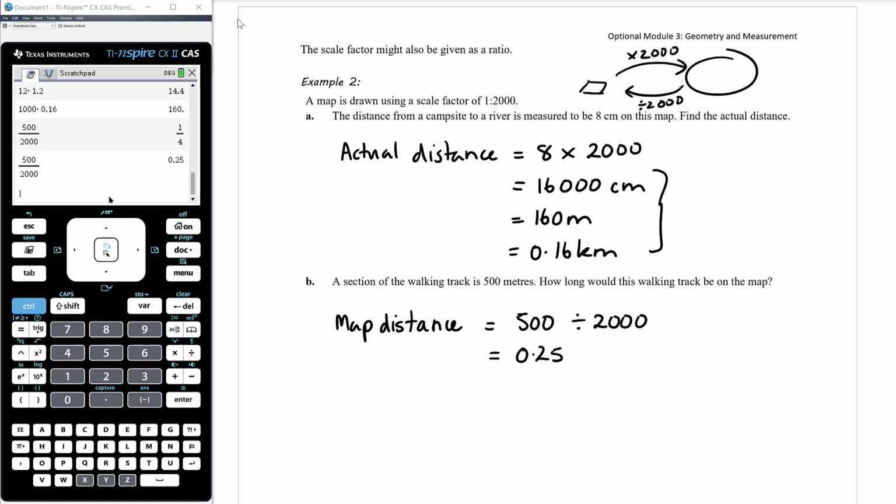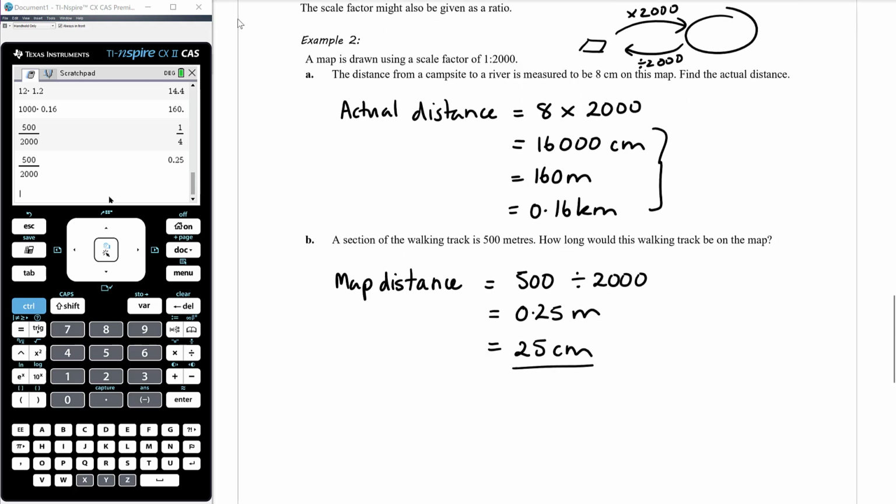The 500 was in meters, so that's 0.25 meters, okay? And so therefore, 0.25 meters is 25 centimeters on the map. As I said, a bit more than 3 times the 8 centimeters we saw in the previous question. Again, 0.25 meters is a correct answer to the question, unless it specified what units you should use.